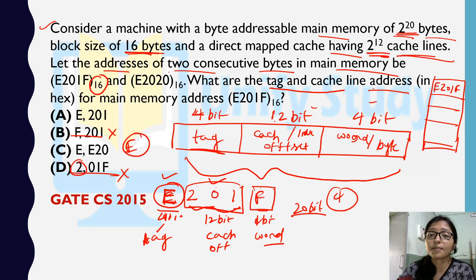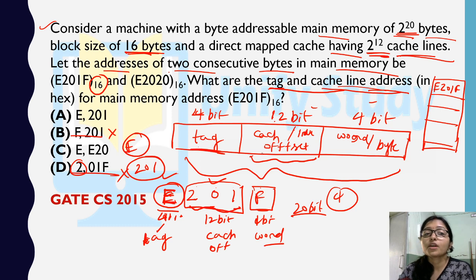Now the next one is the tag, which is definitely E, and the cache line address is this 12 bit part. The next 12 bits are 201. This is definitely 201. So it will be E, and after that E20? No, this is wrong. Only E201 is the correct answer. So easily you can do it in that way.